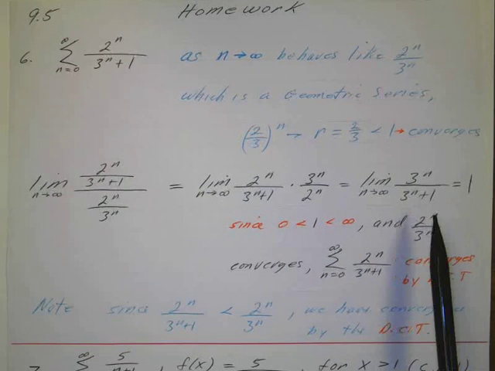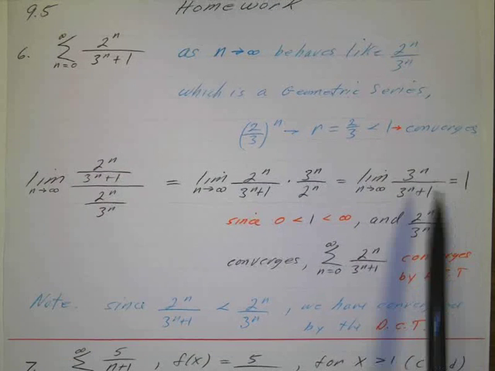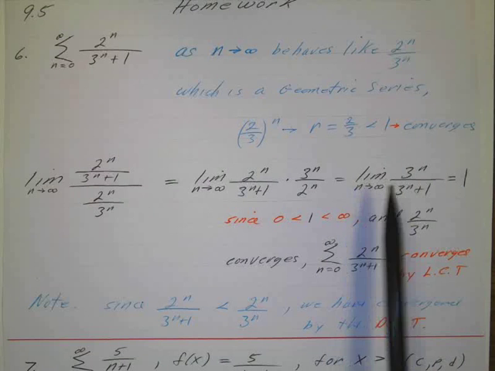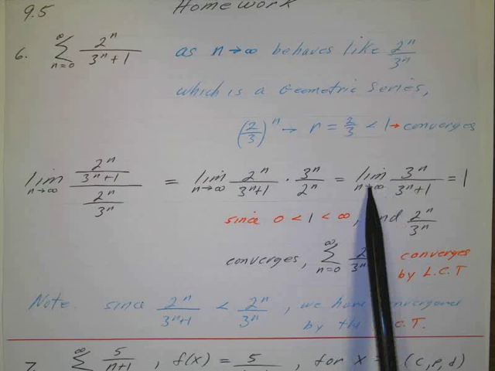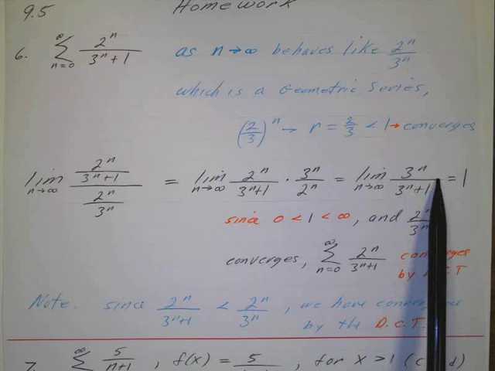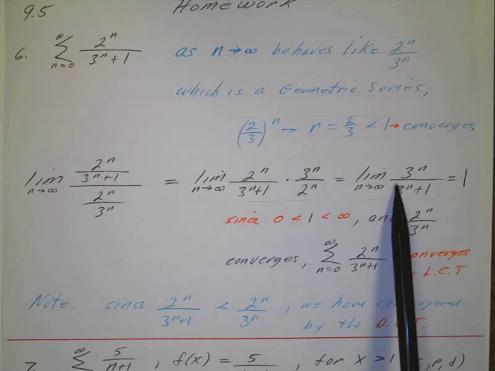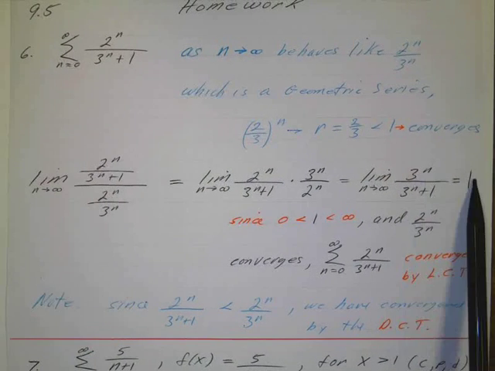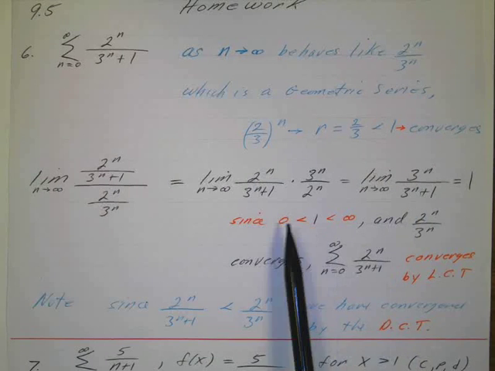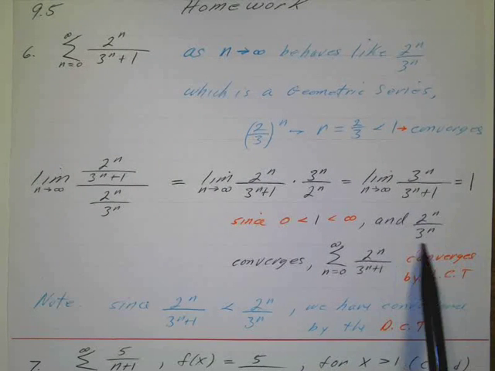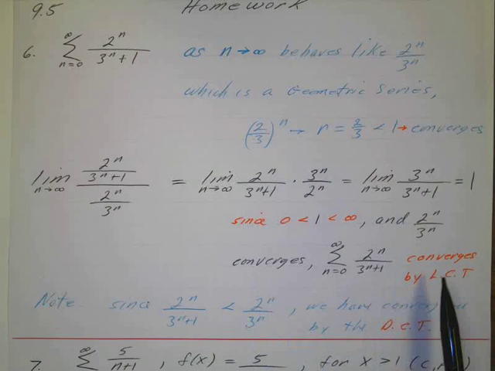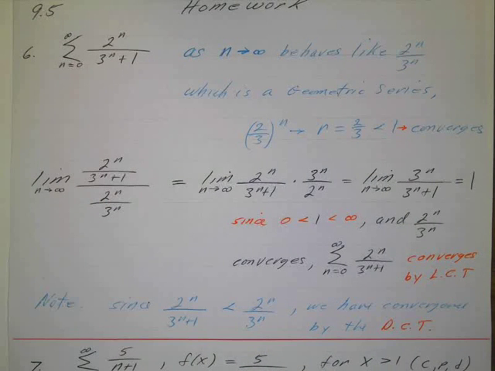So it's kind of obvious, and I'll show you an easier way we could do this, but it's obvious that this limit is 1, because as n gets bigger and bigger, again, this 1 is insignificant, so I could think of that ratio as the limit, which is just 1. So since 1 is between 0 and infinity, and this converges because it's a geometric series with r less than 1, then this converges by the limit comparison test.